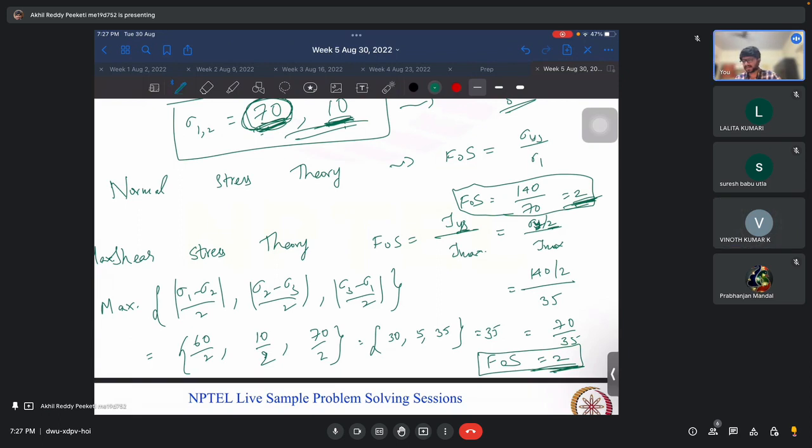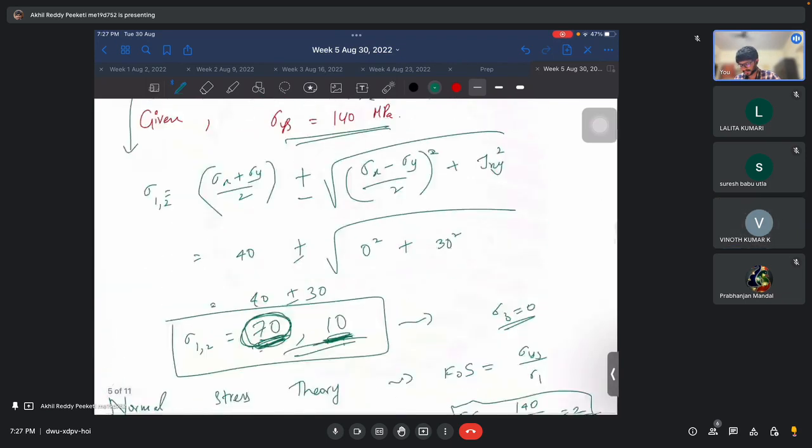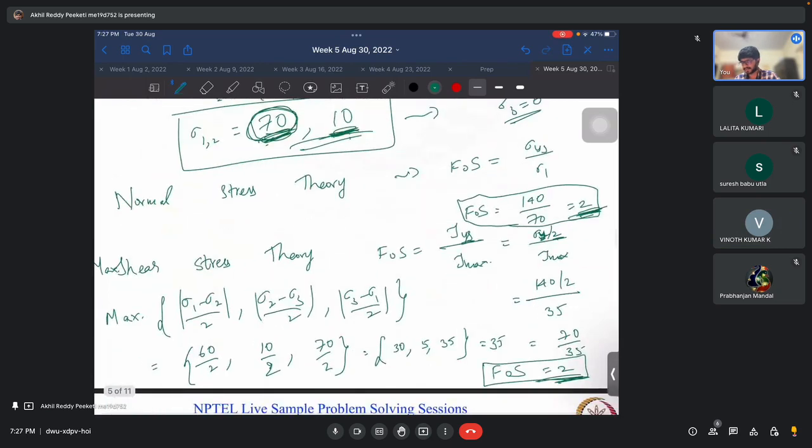We can't answer the exact questions in the assignments. If you are looking at the maximum shear stress theory, you need to find the principal stresses, and from that you need to find the maximum shear stresses possible.